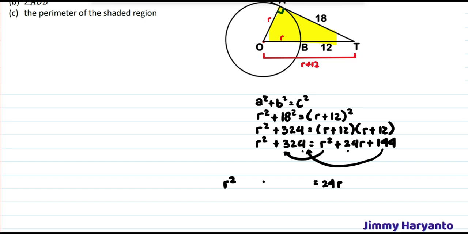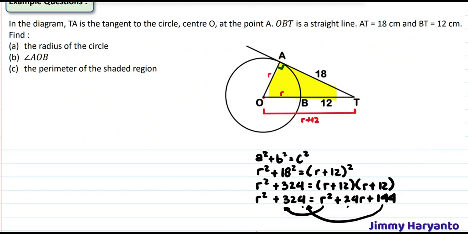So r square plus 324 will be subtracted with the r square and 144. The r square will be eliminated. For this one it will be 180. Yeah, 180 equals to 24r. So r equals to 7.5. So the radius equals to 7.5 centimeters. So this one is 7.5.